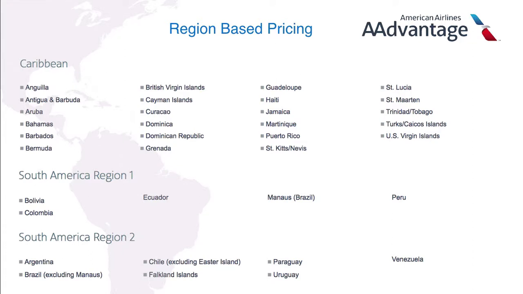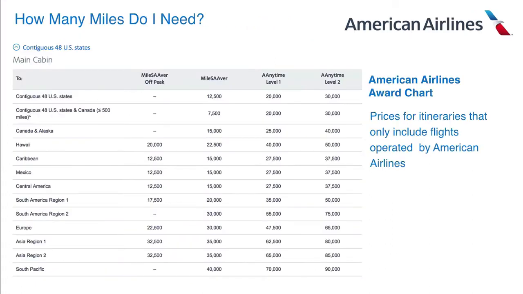Let's use a trip in economy from New York City to Buenos Aires as an example. Buenos Aires is in Argentina, which is in South America Region 2. New York is in the 48 U.S. states region, which isn't shown here. If your flights are operated by American Airlines, you'll open up that award chart for economy or main cabin travel. You'll see in the top left-hand corner that we're looking at the main cabin economy prices for travel from the lower 48 U.S. states. On the left side, you'll see the different destination regions. In this case, we're looking for South America 2.